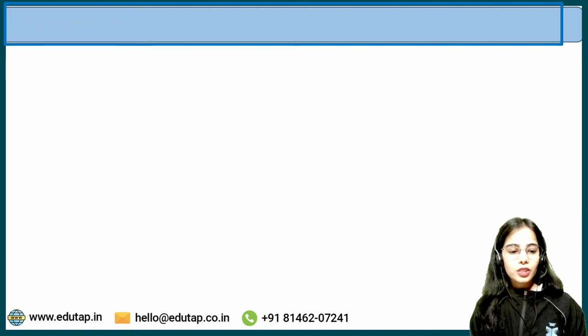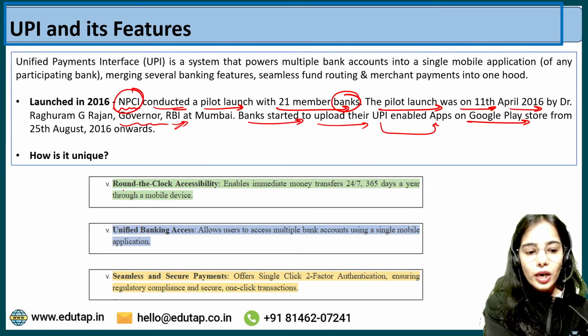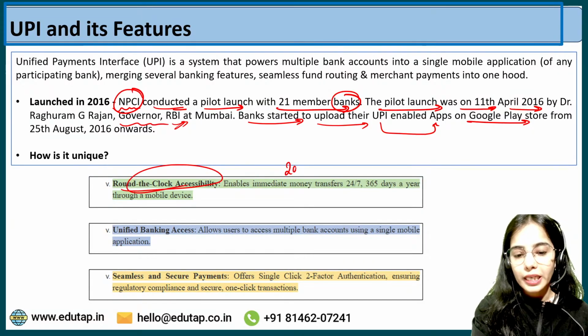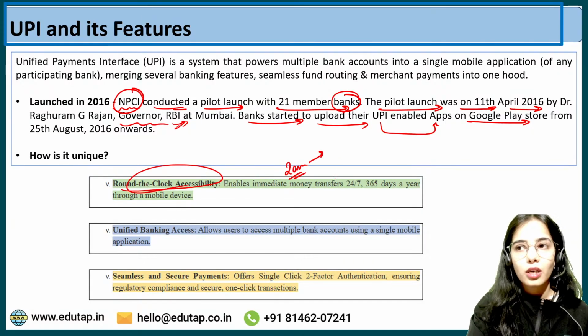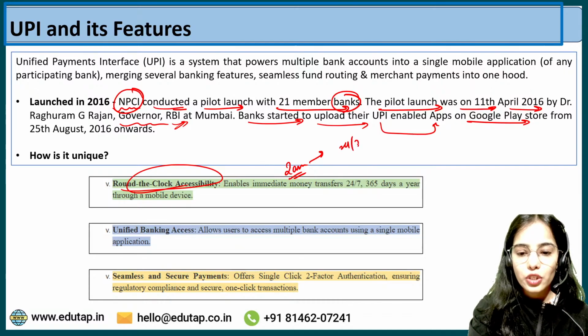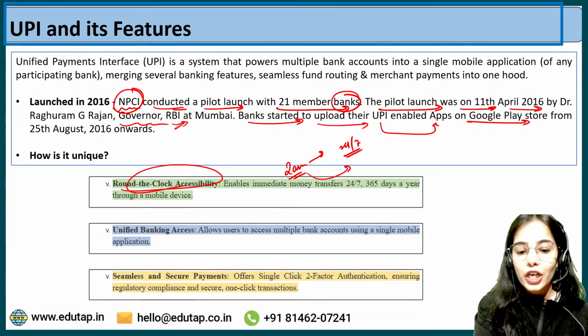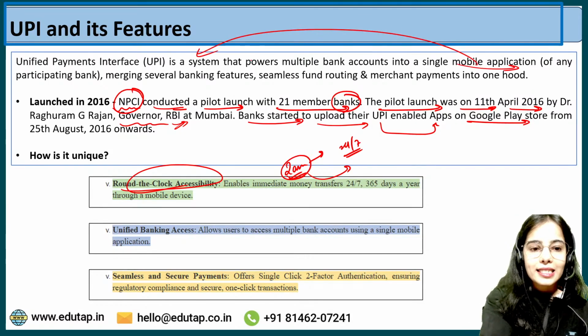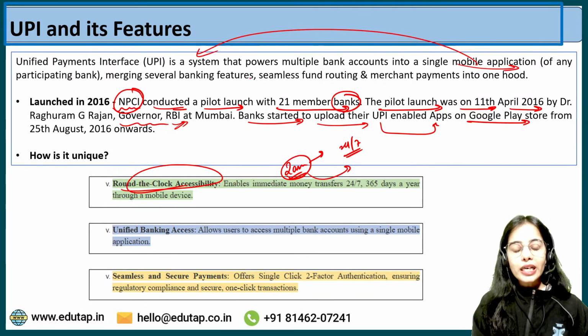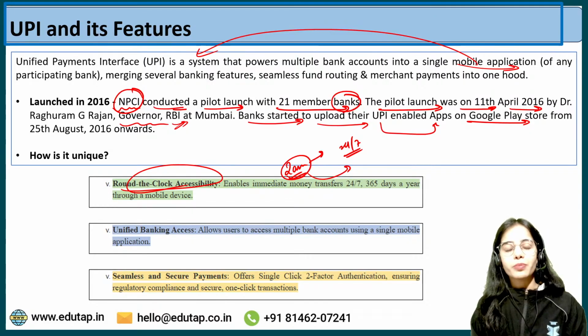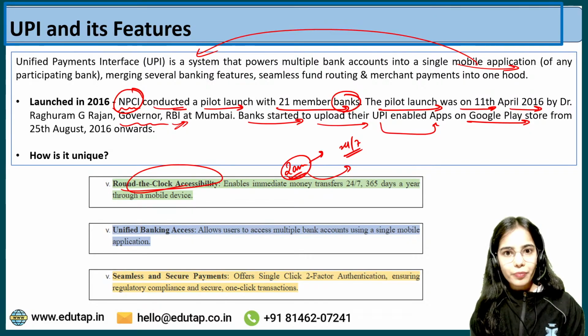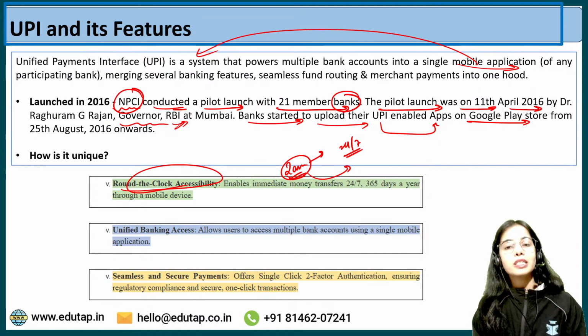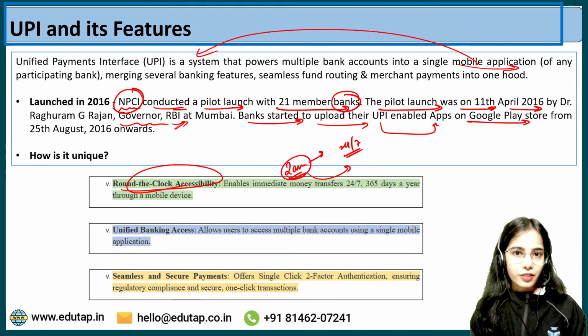Okay, so first of all, round the clock accessibility. Even at 2 a.m., if you are going to a 24/7 store and you want to purchase anything, you can pay through your UPI system. You can pay through your mobile application that has access to the UPI. So you can understand that round the clock accessibility is provided in the UPI system, and you can do the payments 24/7, 365 days.